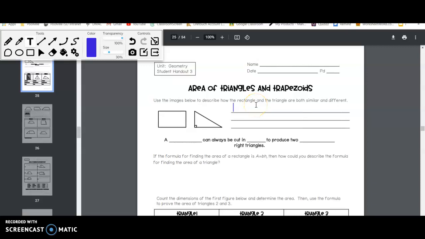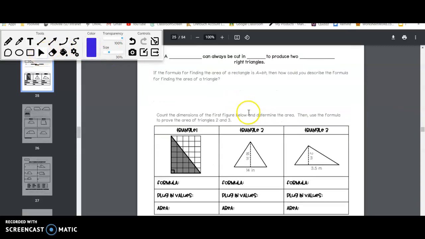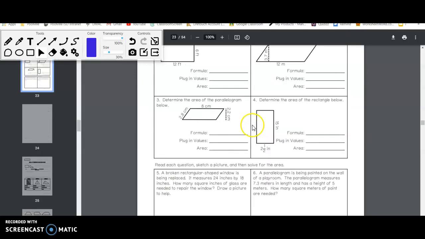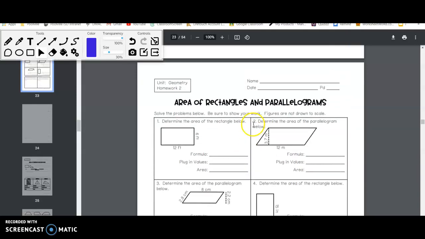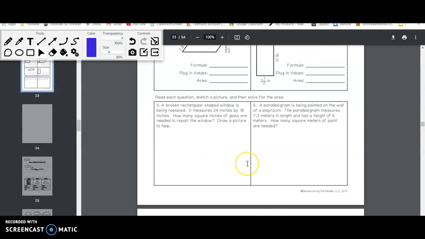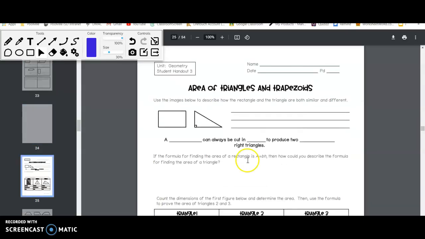All right, class, we're back at it again. Instead of looking at rectangles and trapezoids, which we were looking at last week, or not trapezoids, rectangles and parallelograms, now we're moving on to triangles, area of a triangle. And we're just going to jump right into it.